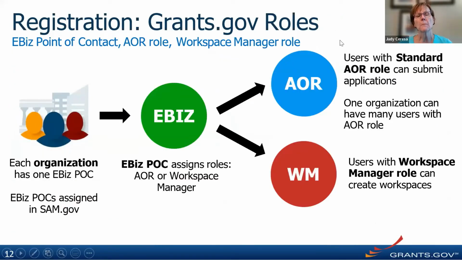So there are 3 primary roles overall in Grants.gov. You have the eBiz point of contact that we get from SAM.gov. That person, again, is responsible for assigning all the roles to all the people that they affiliate to the organization within Grants.gov. Those 2 roles are primarily the Authorized Organization Representative, or AOR as we refer to them, as well as the Workspace Manager role. And I'll get into Workspace as we move forward in the presentation.